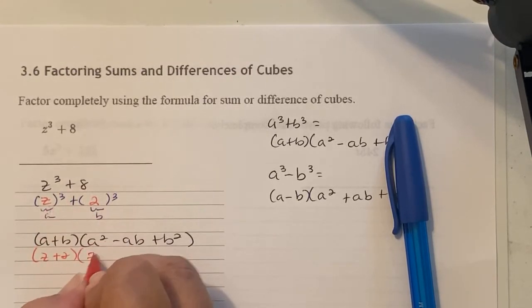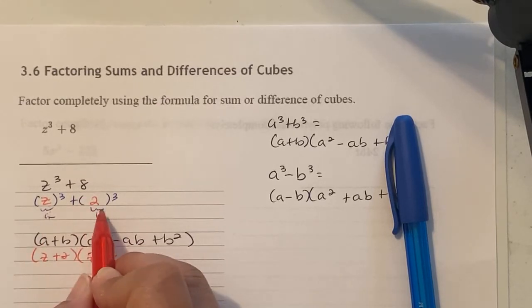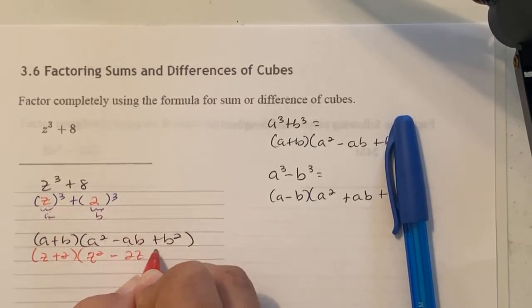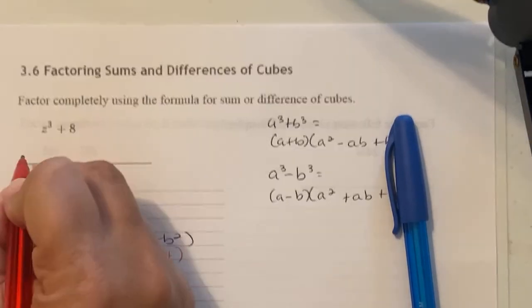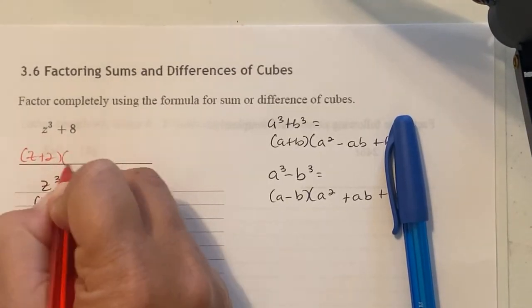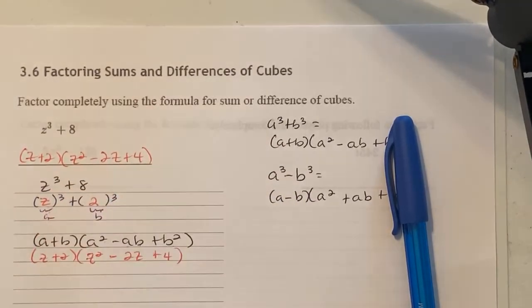If I square it, it becomes z squared. Minus sign, it's A times B. A is z, B is 2, so you're going to write 2z. B squared, well, 2 squared becomes a 4, and you are finished. So our answer is z plus 2, z squared minus 2z plus 4.